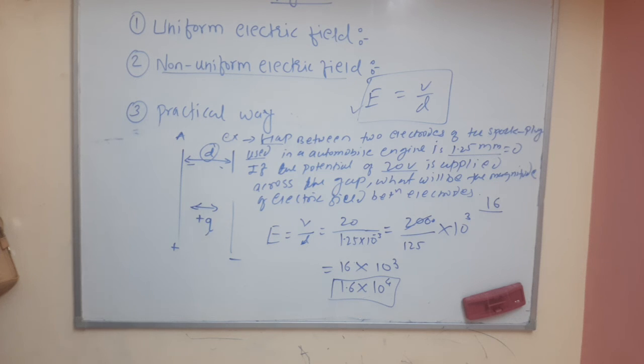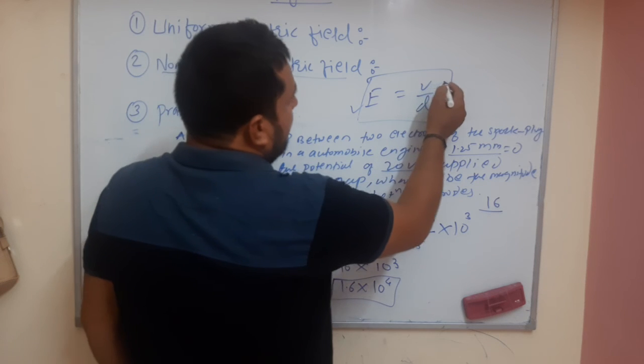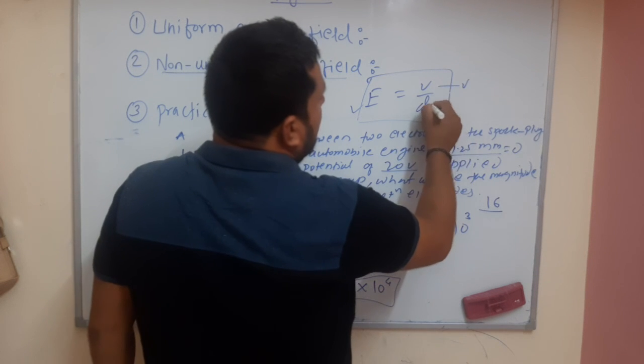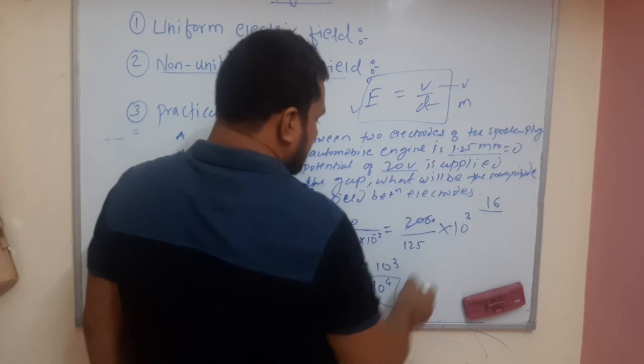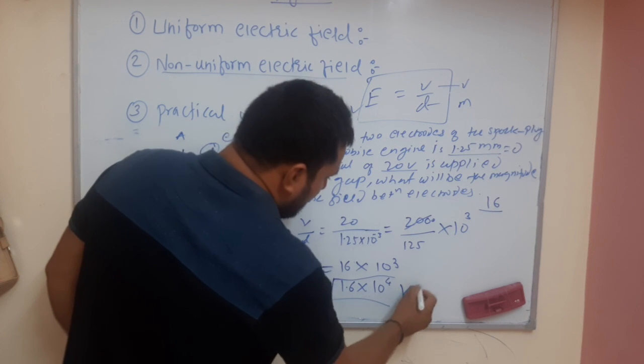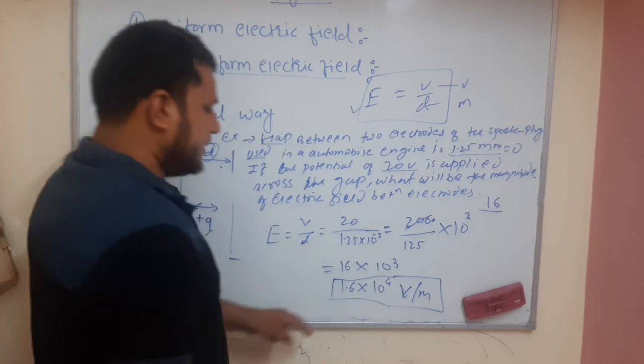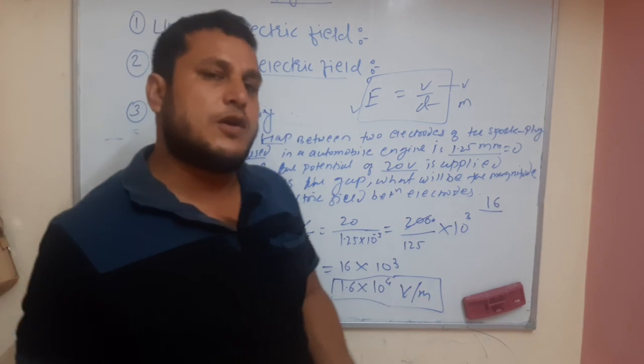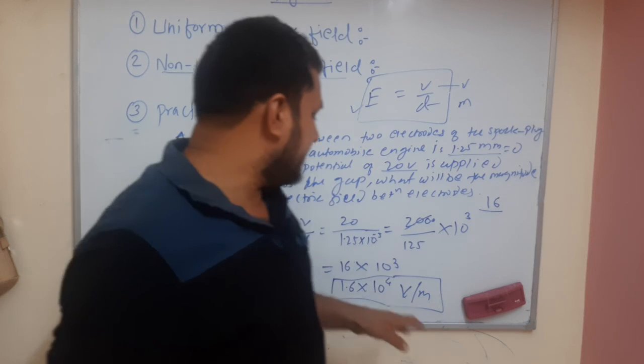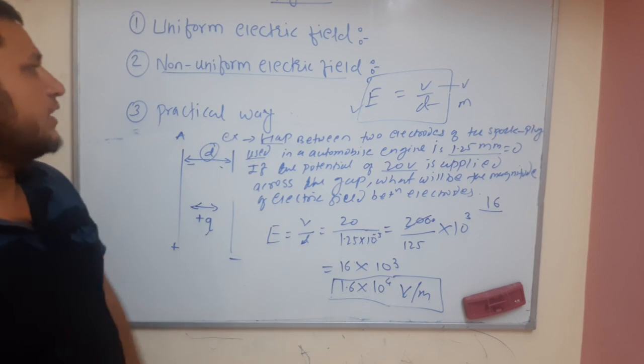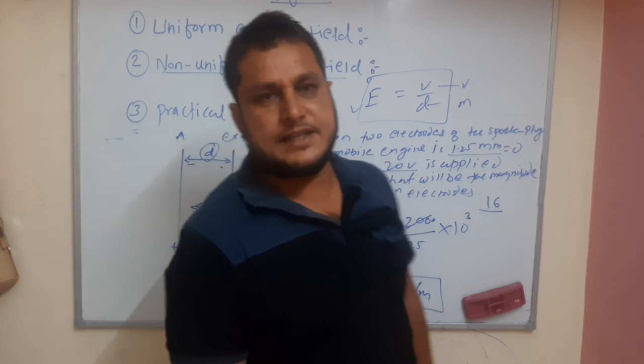This is our final value that we calculated here with the help of the given formula. Finally we got the value 1.6 into 10 raised to 4. So what is the unit of this value? The unit of potential is volt, V, and the unit of distance is meter, M. So we can say volt per meter. So this is 1.6 into 10 raised to 4 volt per meter. This is the final value that we want. So this is it.